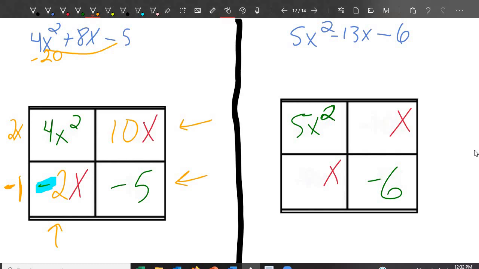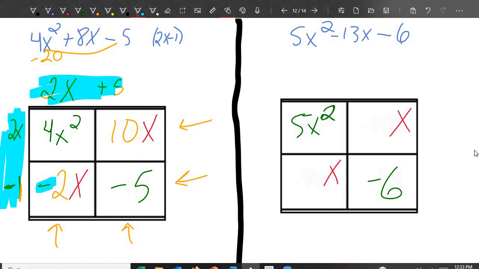Now let's factor this column. They have an x for sure, and they're both divisible by 2. This one, the 10 and negative 5 are both divisible by 5, so we're going to get a plus 5. So the factored form is 2x minus 1 and 2x plus 5. And you could go check this if you wanted to by doing the FOIL method.